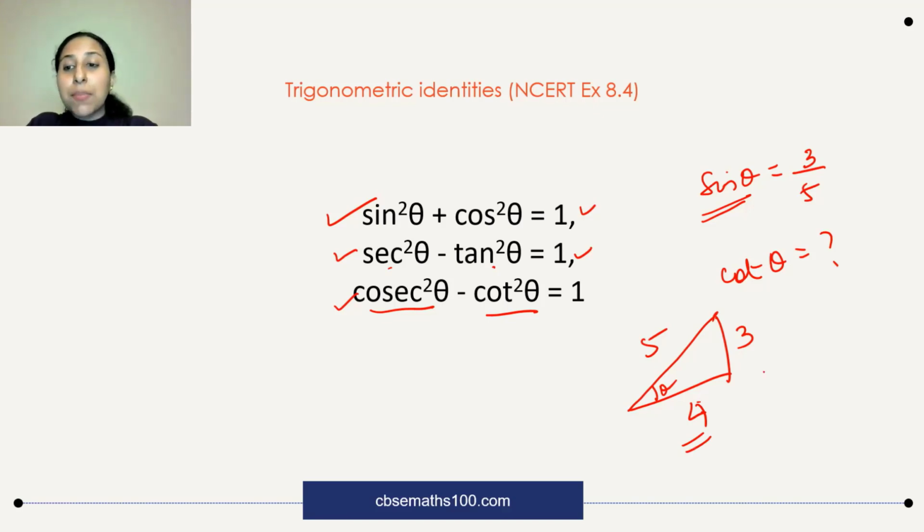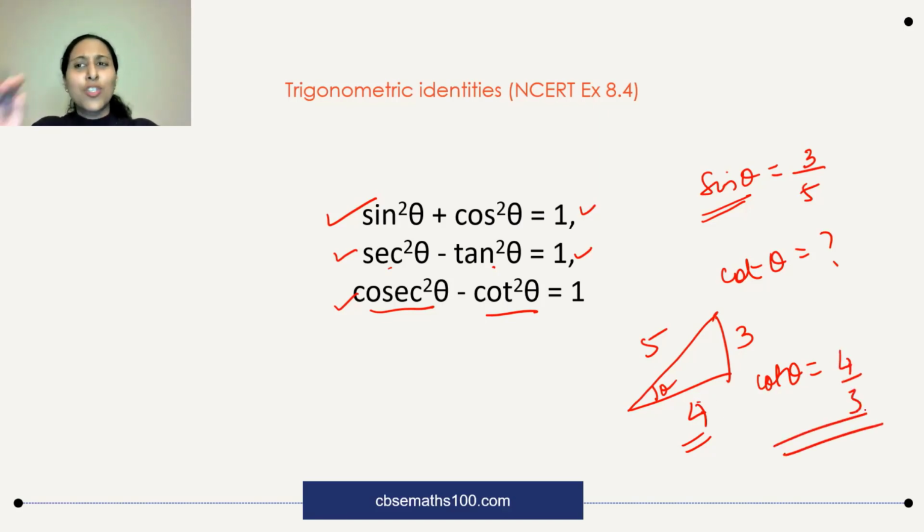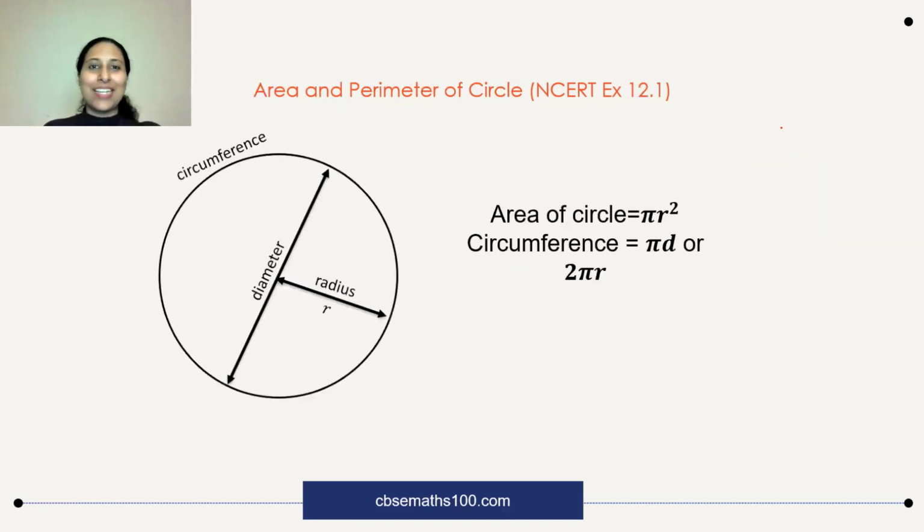Once you have this missing measurement, how you can find cot theta? Cot is adjacent by opposite. Adjacent by opposite means it will become 4 by 3. So, using a given ratio, any other ratio in that triangle for that same angle can be found. Okay, don't forget this. All right.